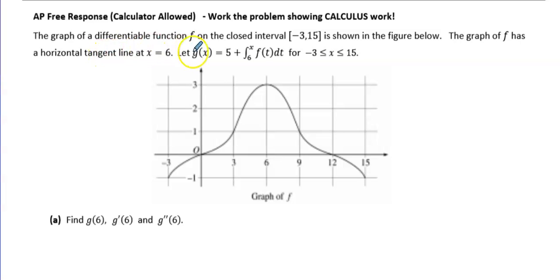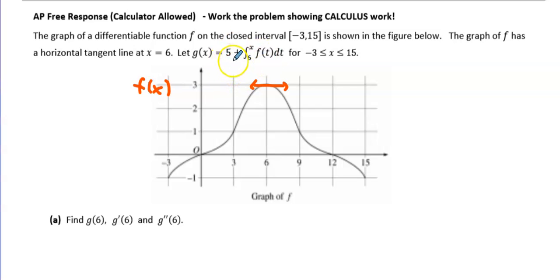It says the graph of a differentiable function f on the closed interval from -3 to 15 is shown in the graph below. So this is f of x. So this graph right here is f of x. The graph of f has a horizontal tangent at x equals 6. So we have a horizontal tangent right here.